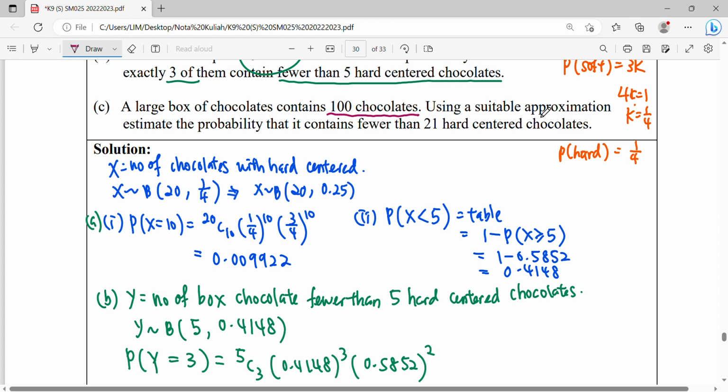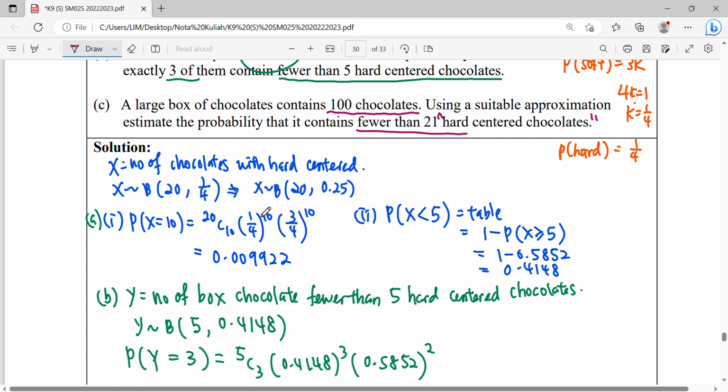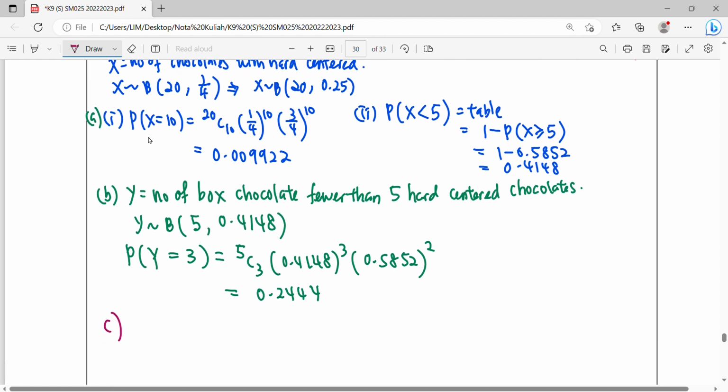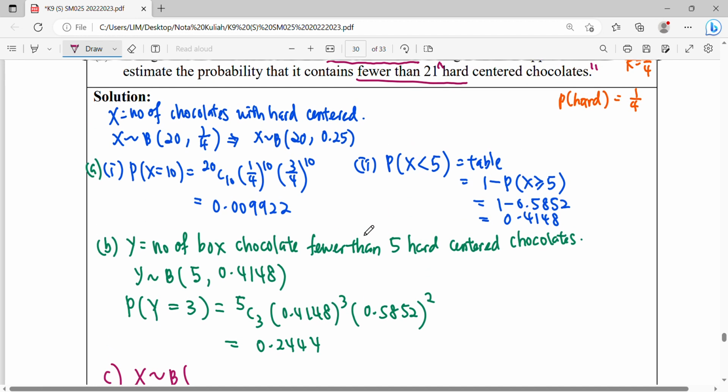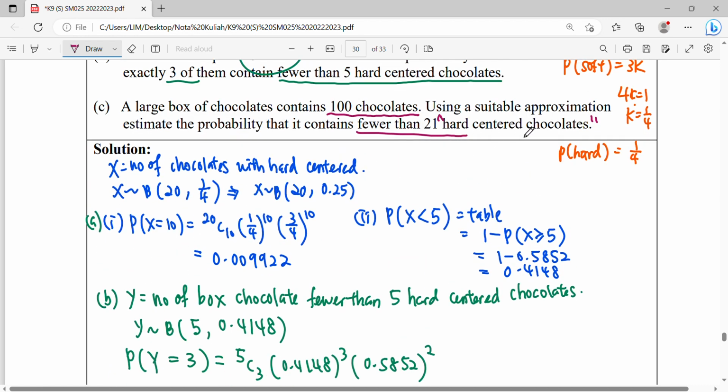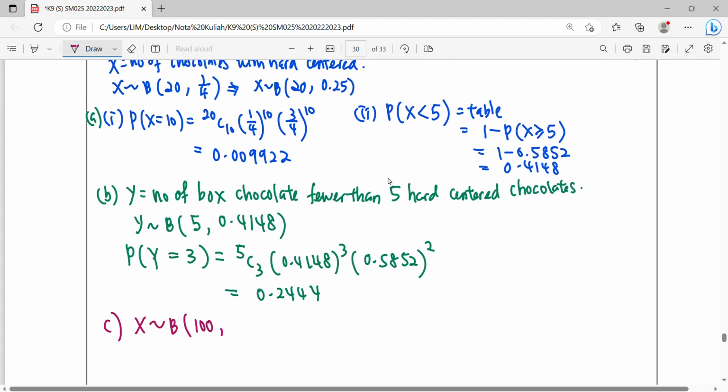So use a suitable approximation to find the probability of fewer than 21 chocolates that are heart-centered. So the distribution goes back to the definition of X, which is the number of chocolates. But now the chocolate is not 20, it is 100 already. Our sample is 100. What is the P here? What's the situation? We are talking about heart-centered, so heart-centered is 0.25.